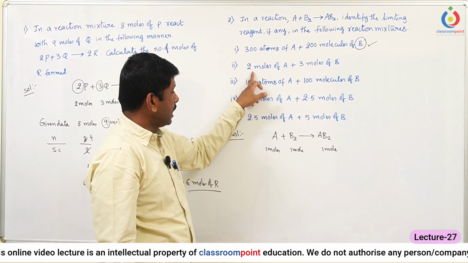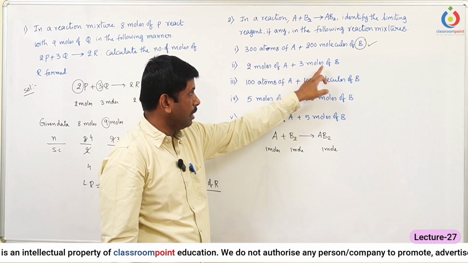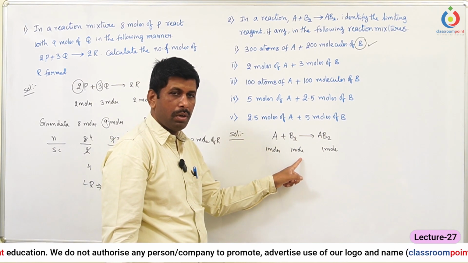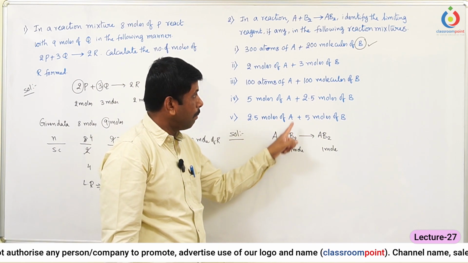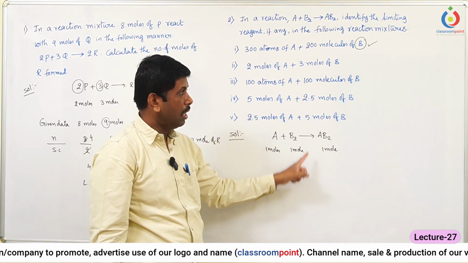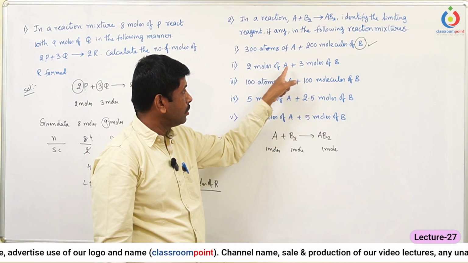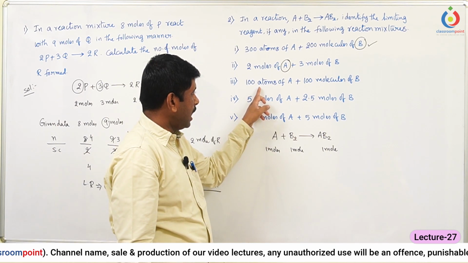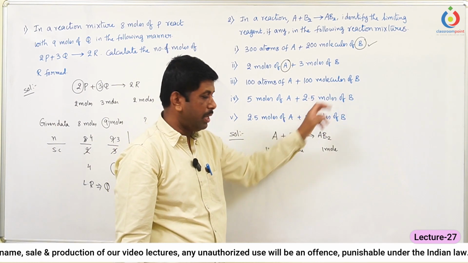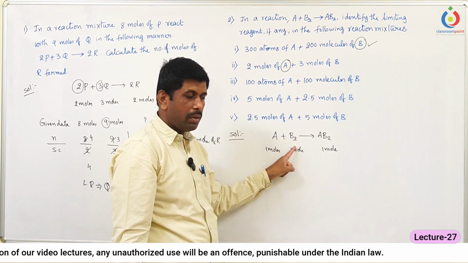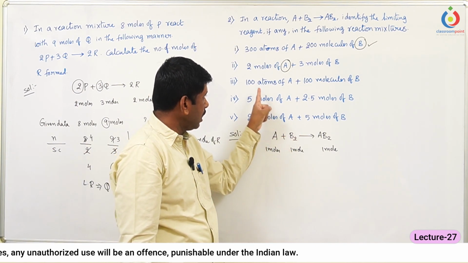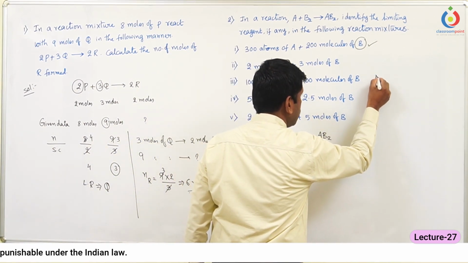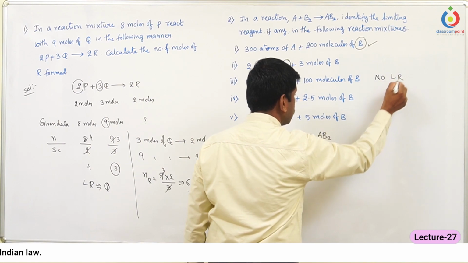Now see the second one. 2 moles of A react with 3 moles of B. According to the mole-mole relation, 1 mole reacts with 1 mole, so 2 moles react with 2 moles. But here B is available as 3 moles. That means B is the excess reagent, so the limiting reagent is A. Next, 100 atoms of A react with 100 molecules of B. 1 atom reacts with 1 molecule, so 100 atoms react with 100 molecules, and 100 molecules are produced. So in this combination, there is no limiting reagent.